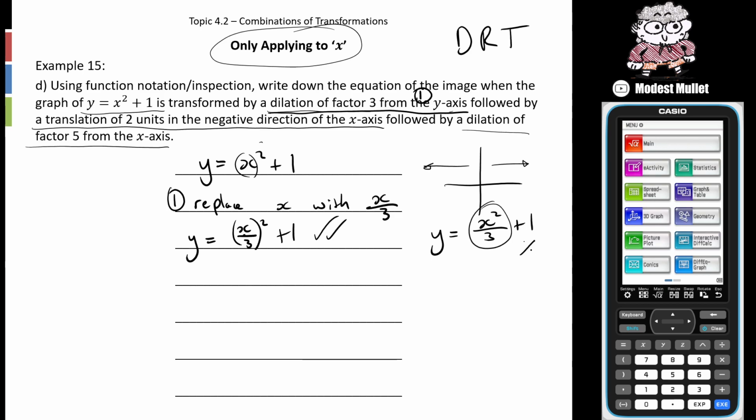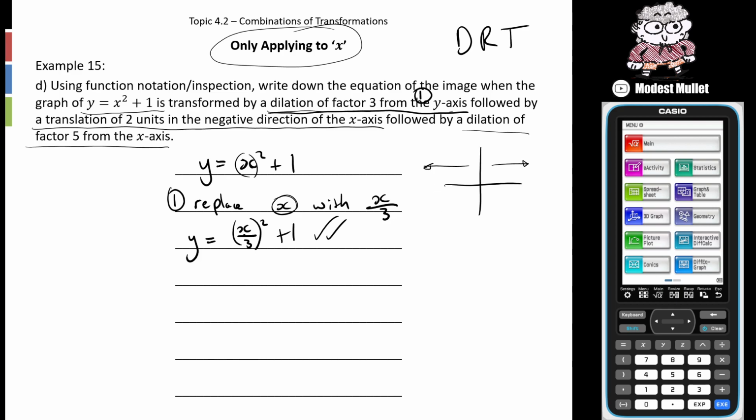And this here, that's incorrect. We're replacing the x itself, not the x squared. You have to replace the x itself with whatever operations are being applied to it after the replacement that you're putting in. So that's our first one.